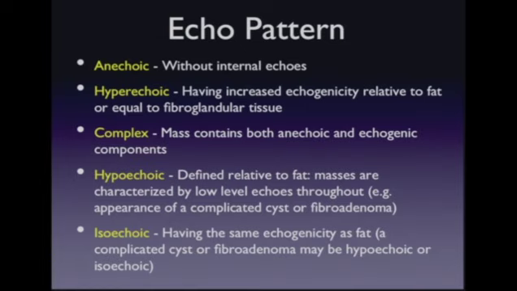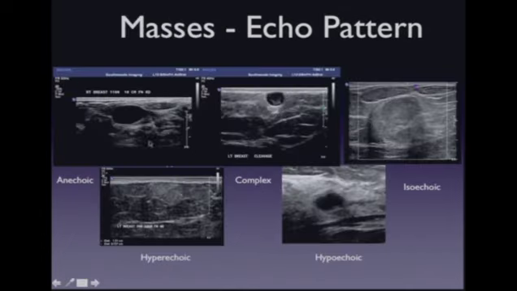Masses are characterized by low-level echoes throughout, that is, the appearance of a complicated cyst or fibroadenoma. Or it can be isoechoic, having the same echogenicity as fat. A complicated cyst or fibroadenoma may be hypoechoic or isoechoic. And here are some examples. Anechoic in this simple cyst.